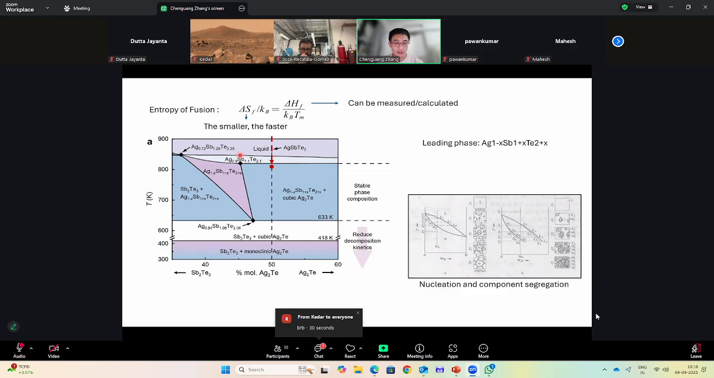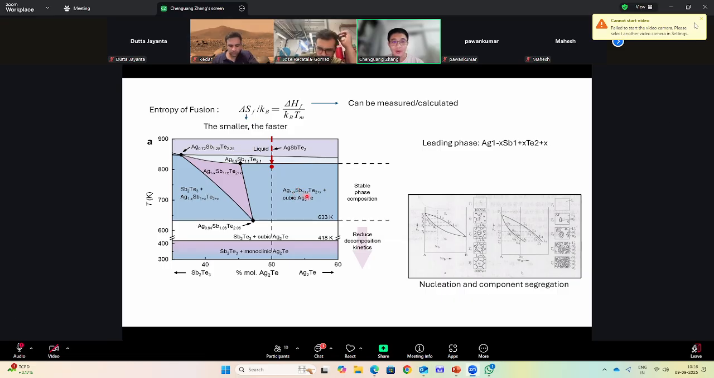And here, if we look at the phase diagram of silver antimony telluride, we might see that if we cool down from the liquid phase to the solidification point, then in this light cyan regime there should be a liquid plus silver 1 minus X, antimony 1 plus X, tellurium 2 plus X. This combination should be the leading phase, which means that it forms in the liquid first.